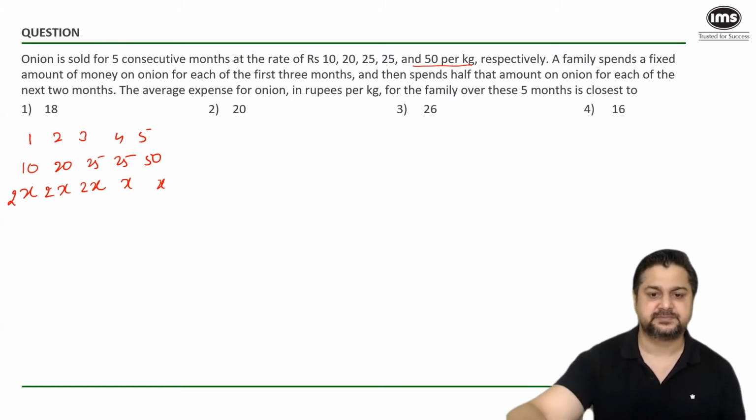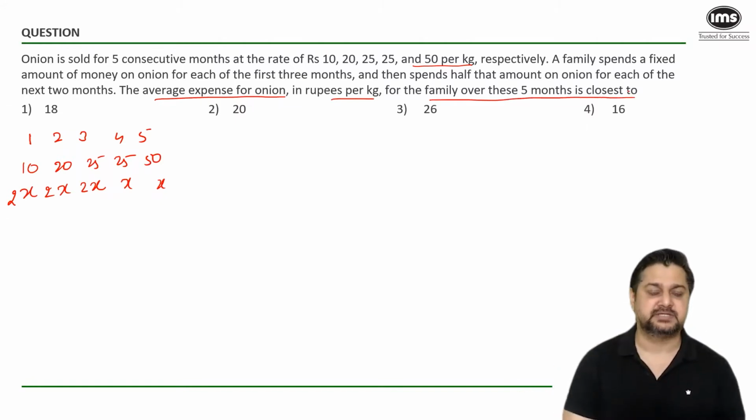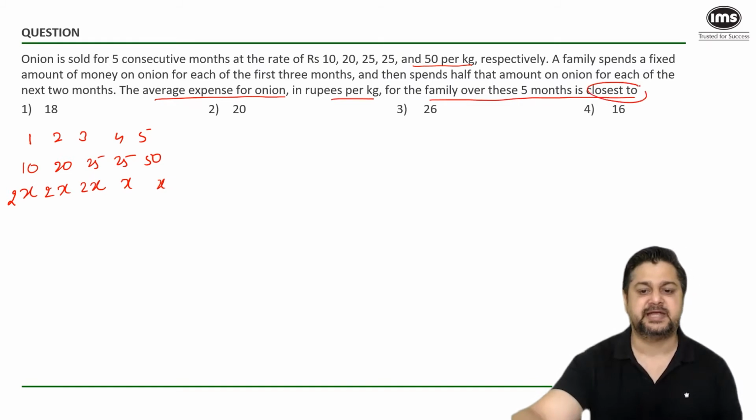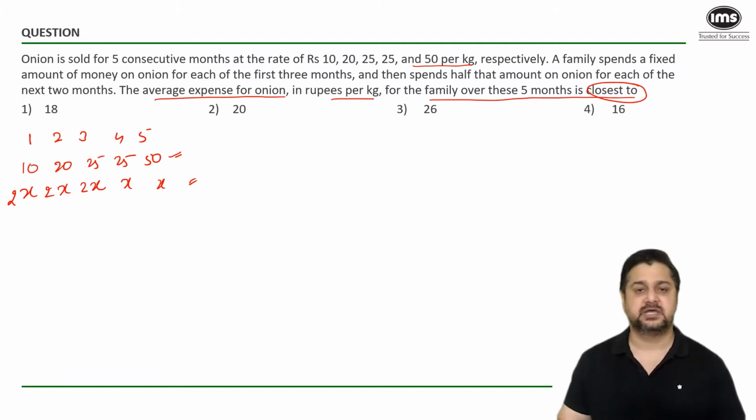Now the question is, the average expense on onion in rupees per kg by the family over this period of 5 months is closest to what? If I look at the words closest to, it gives me an idea that the answer is not going to be an integer, right? So we'll have to find out a value and then look at the closest value to our answer. We are given the prices per kg and the amount that we spent. We are asked to find out the average expenditure of the family on onions in these 5 months.